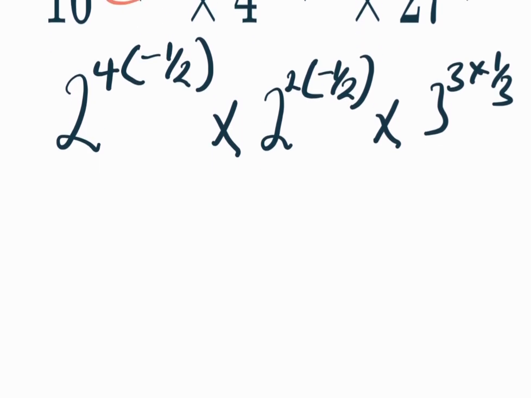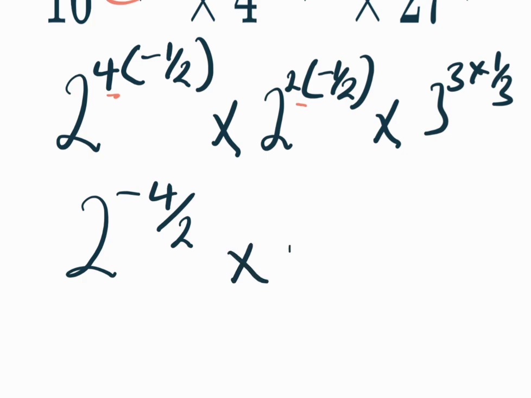So we proceed. At this junction right here, the new power is going to multiply the existing power. Here we have 4 multiplying minus 1 over 2, and here we have 2 multiplying minus 1 over 2. So we open a bracket, because a bracket right there means multiplication. So we proceed. Here we're going to have 2 to the power of 4 times minus 1, which is minus 4 over 2.